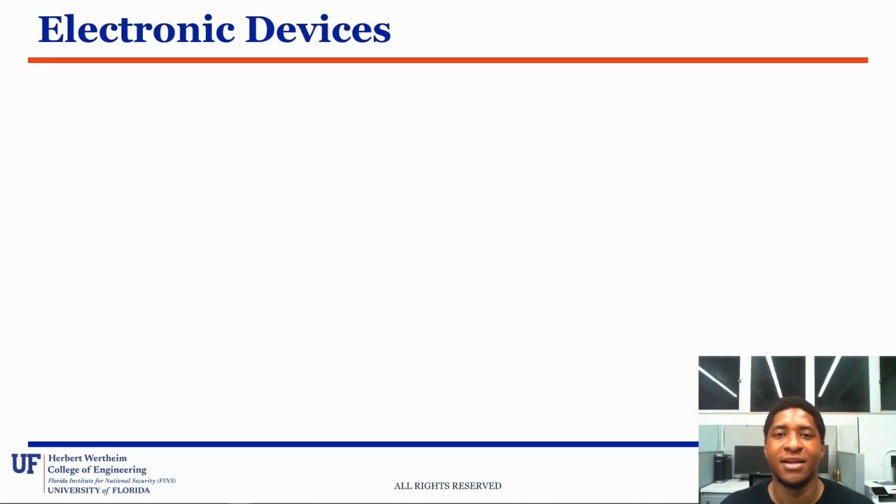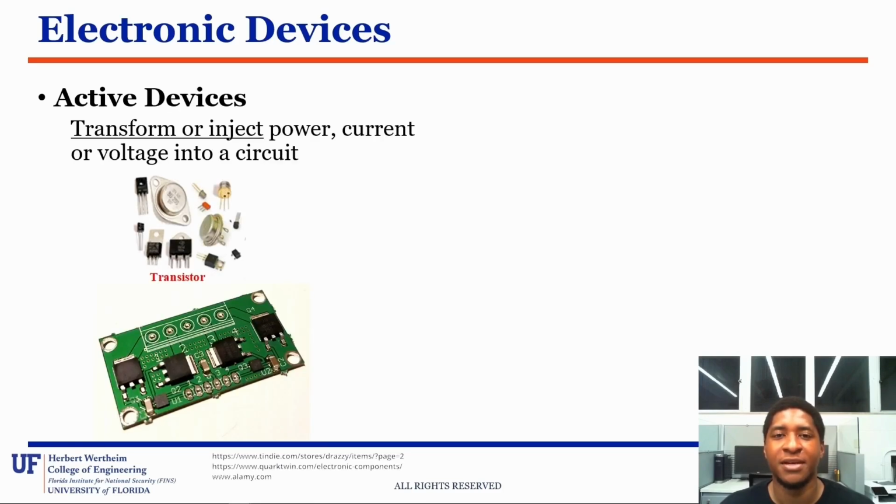Electronic devices can come in two separate categories. The first one we'll describe is the active device. Active devices transform or inject power, current, or voltage into a circuit. You can see the various examples of transistors, as well as transistors installed on a circuit board. Voltage and current sources also count as active devices. You can think of them as batteries, like what you'd put in your PS5 controller.